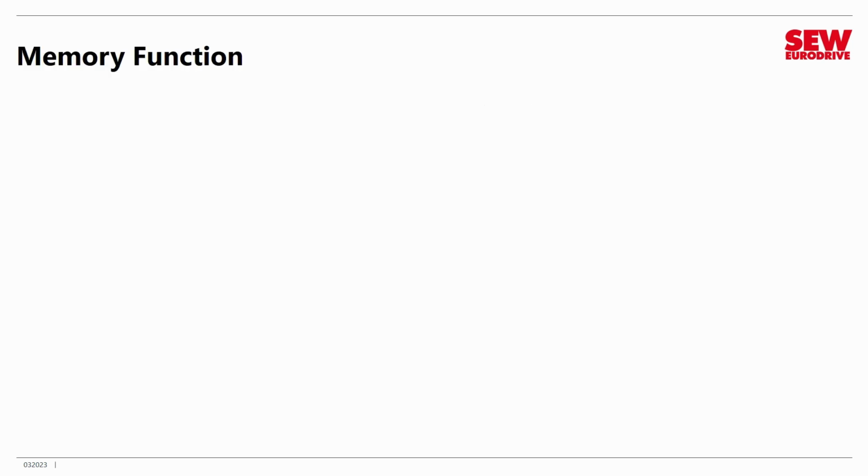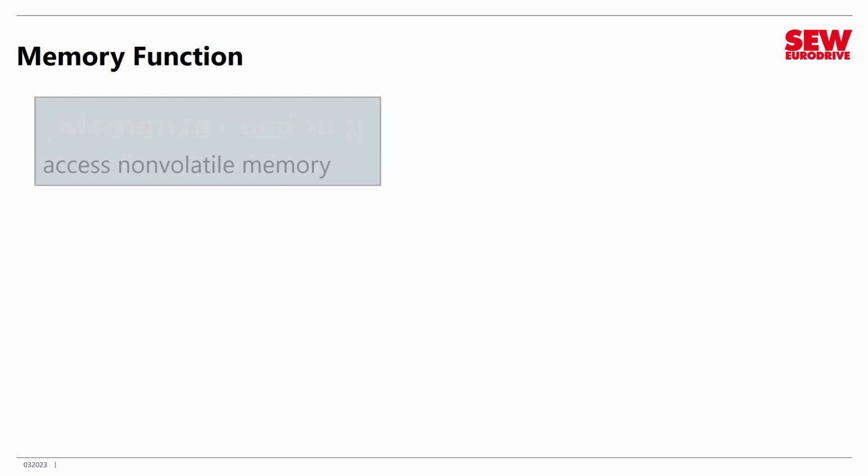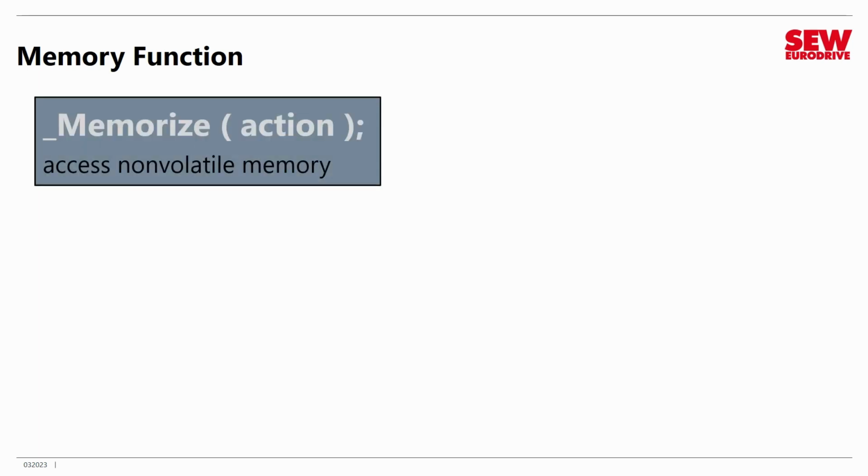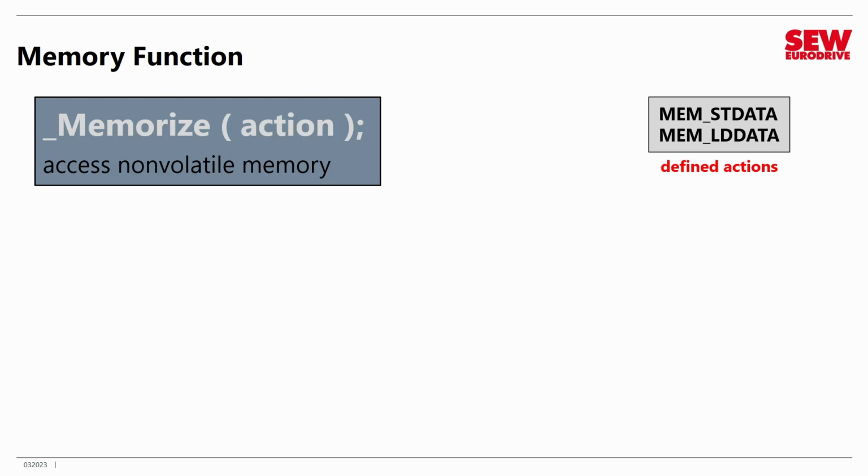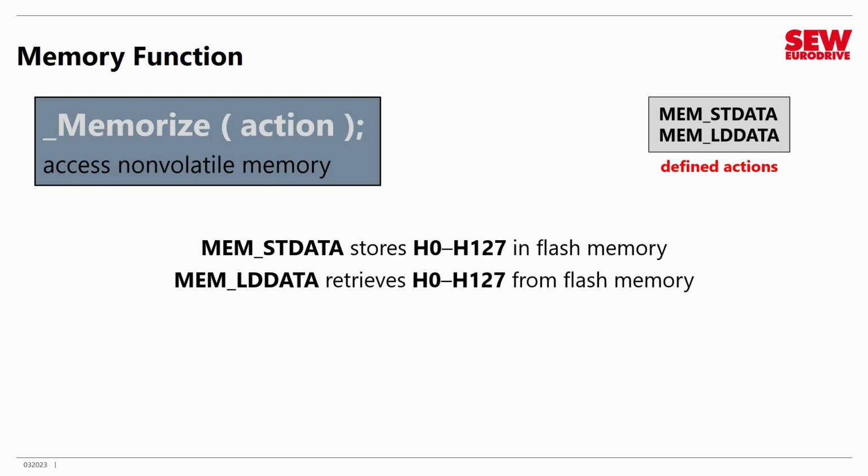All right, now let's look at the function that accesses flash memory. It is called memorize, which is kind of a nifty function name. And it has a single parameter which indicates what you want it to do. Mem_st data and mem_ld data, you can probably guess what these do. St data stores all 128 variables from H0 to H127 in flash memory. And LD data retrieves them from flash memory back into just the regular volatile memory. So normally you don't use the second one much, but the first one definitely.